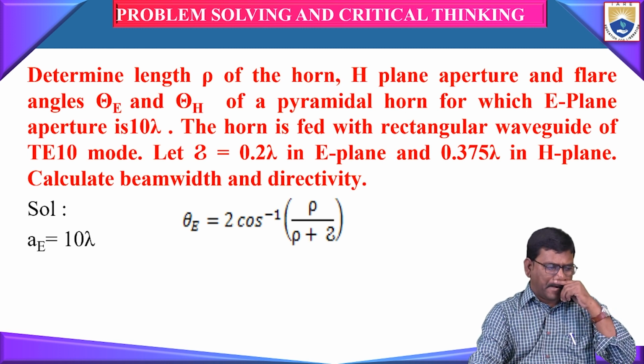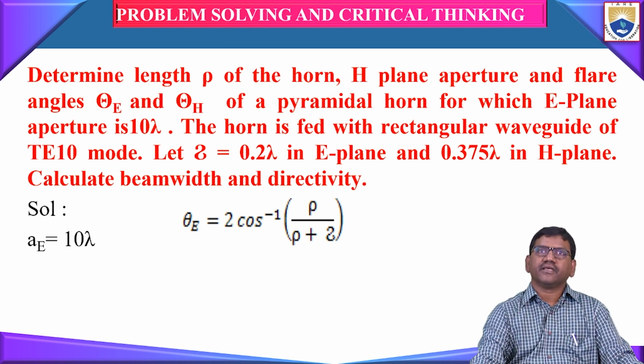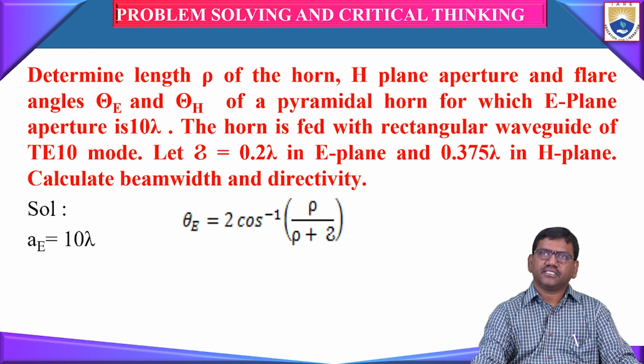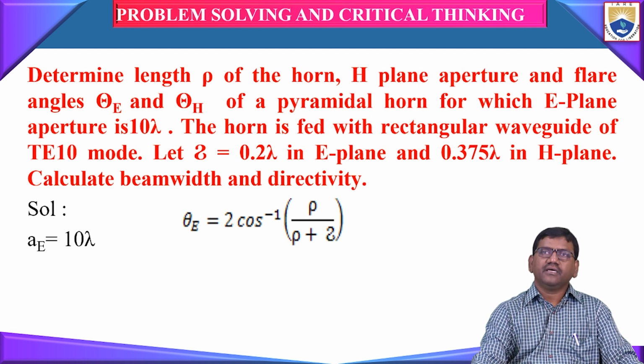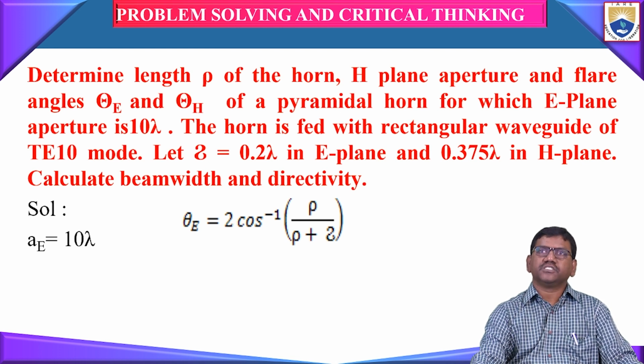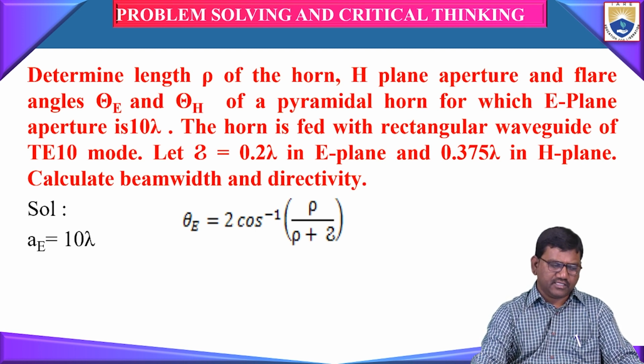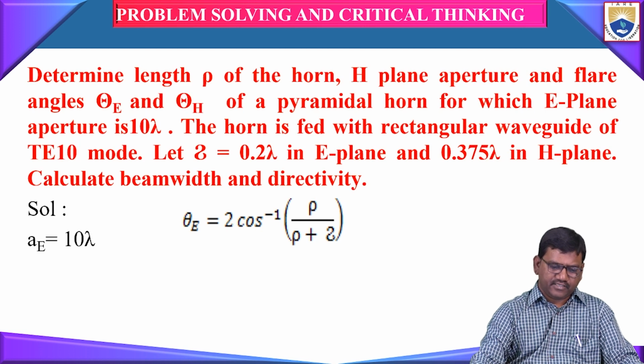The next one is the length of the horn. Here we determine the length rho of the horn, H plane aperture, and flare angles theta E and theta H of a pyramidal horn, for which the E plane aperture is 10 lambda. The horn is fed with a rectangular waveguide of TE10 mode, and let the phase difference delta be 0.2 lambda in E plane and 0.375 lambda in H plane. Calculate the beam width and the directivity.